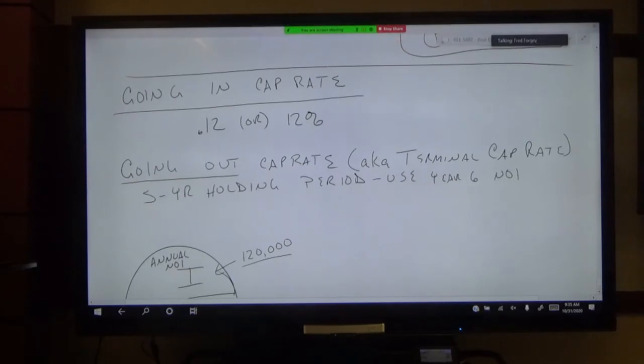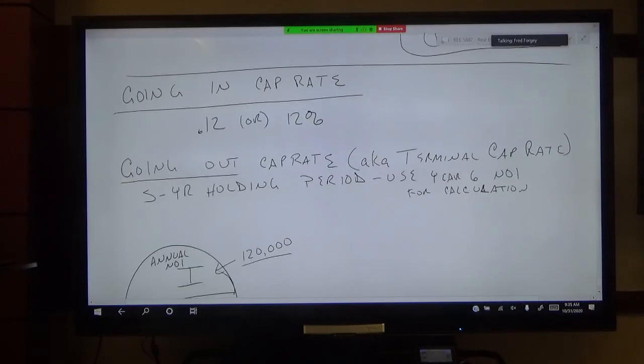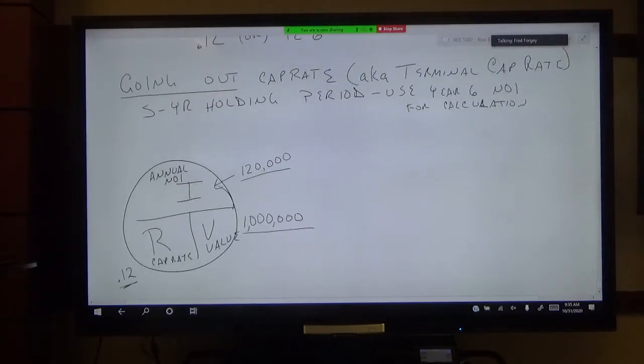Use year 6 NOI for calculation. Okay, so now we come back down here to our good friend Irv. So this is our going in over here. This is our out.